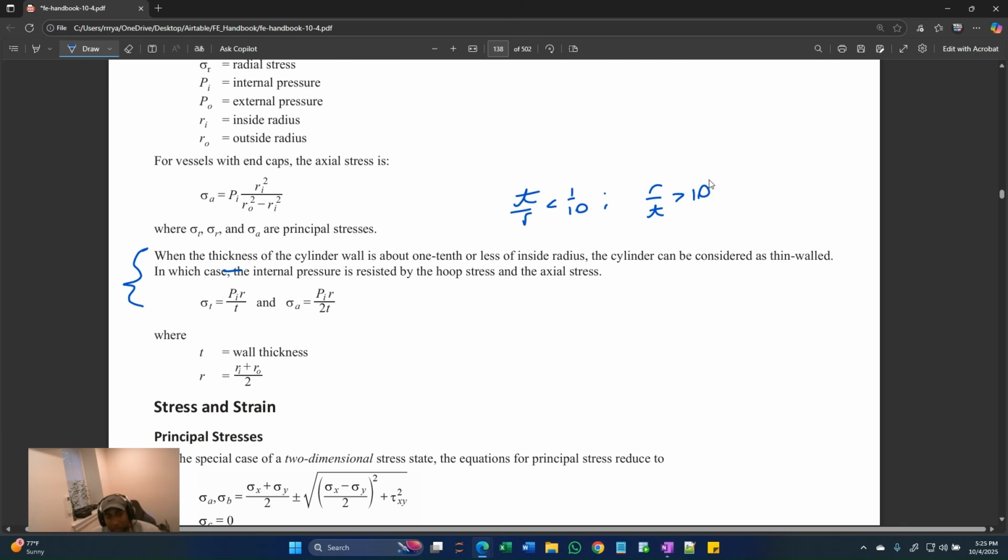So that is for the thin wall pressure vessel. You can see the tangential or hoop stress over here, and then the axial stress over here that we use to populate our stress element for the pressure vessel.